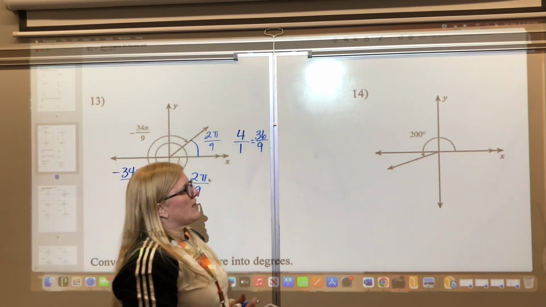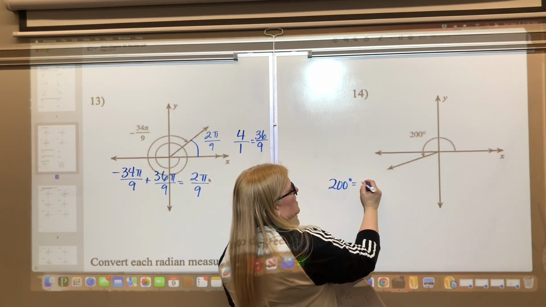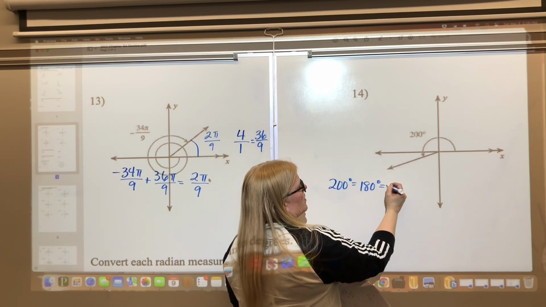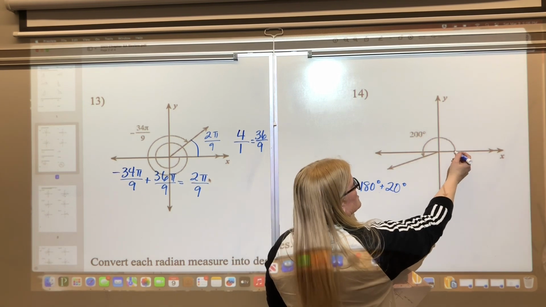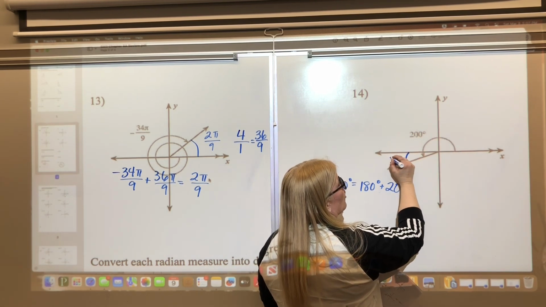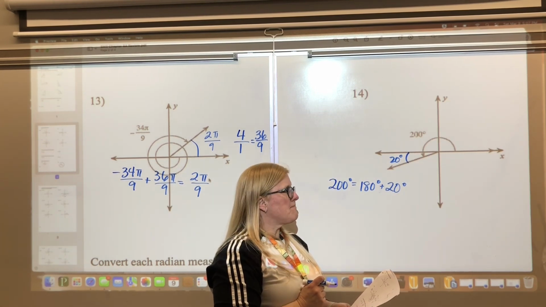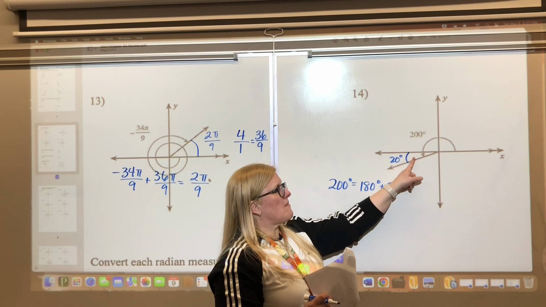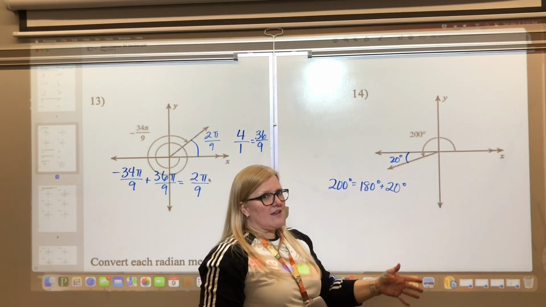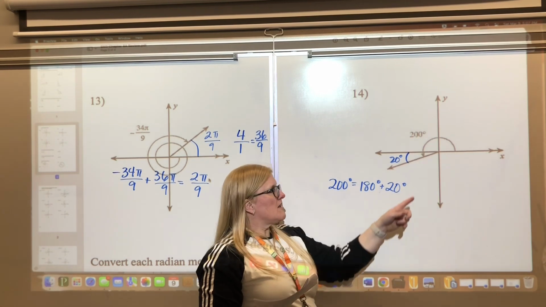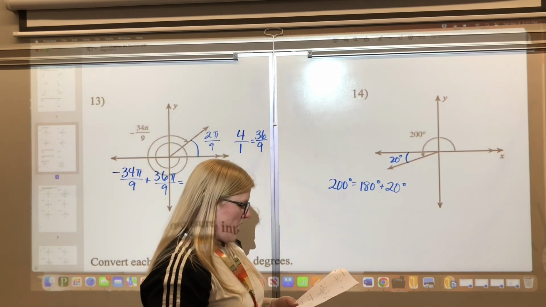Okay, and finally over here, I can think about it this way. 200 degrees is the same thing as 180 plus 20. So 180, and then I have 20 more. That's my reference angle. And it looks like I have to come back to get it, which I kind of do. Again, there's no direction, so it's not negative, it's always positive. All right.